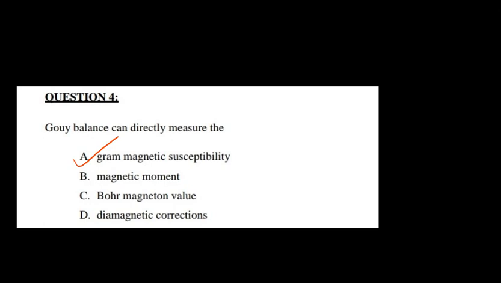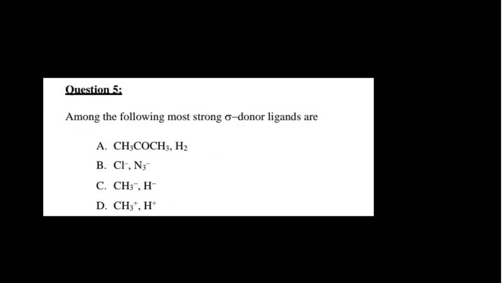Now moving to the next problem. It says, among the following, which is the strongest sigma donor ligand? Again, this is a very simple problem, and option C is the correct option. Why is option C correct? You can see in that case.